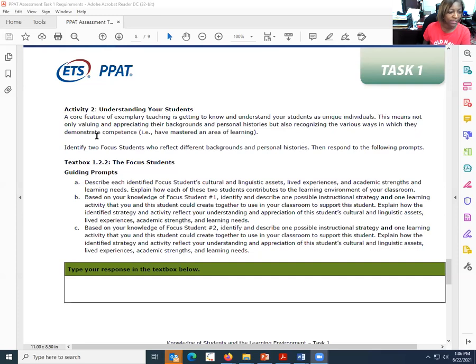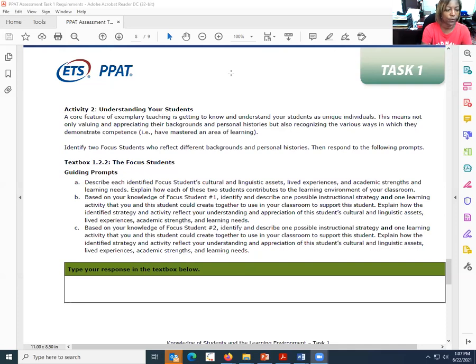Okay. Activity 2, understanding your students. A core feature of exemplary teaching is getting to know and understand your students as unique individuals. This means not only valuing and appreciating their backgrounds and personal histories, but also recognizing the various ways in which they demonstrate competence. Have they mastered an area of learning?